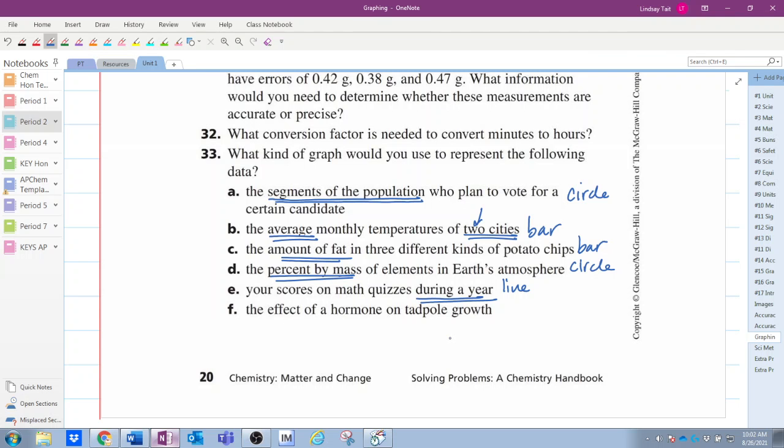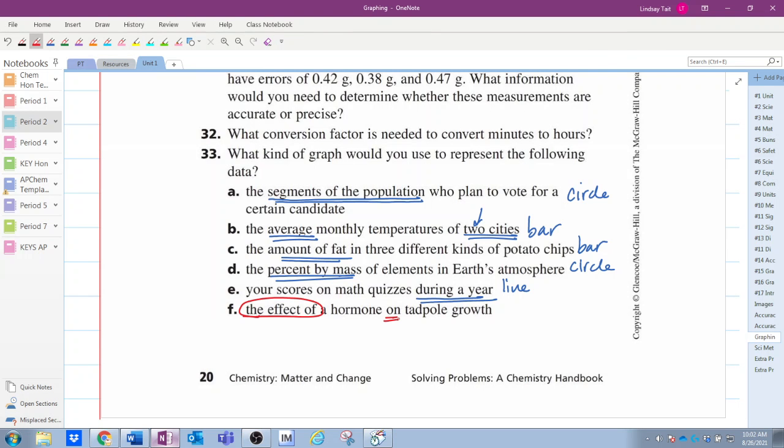All right, last one. The effect of a hormone on tadpole growth. What do you think, Elle? This one's going to be line. Now, I know you may not have enough context here, but I will say, when you see these phrases, the effect of on something, right? Those are generally looking for trends.